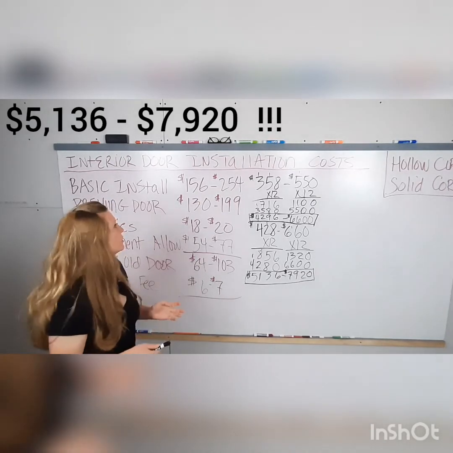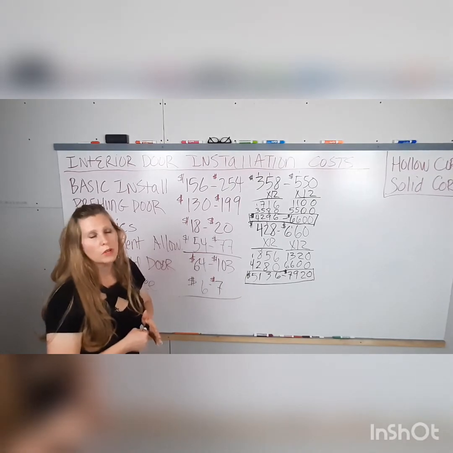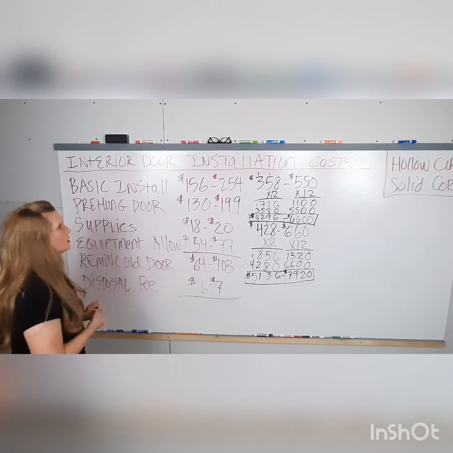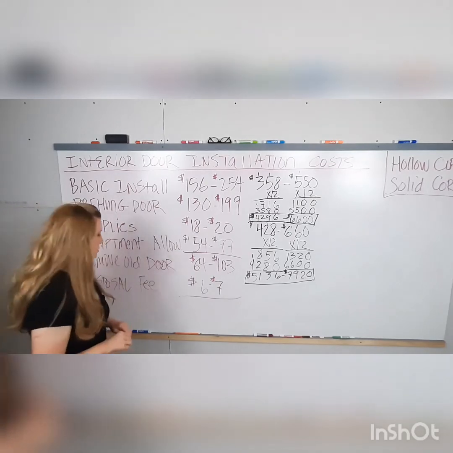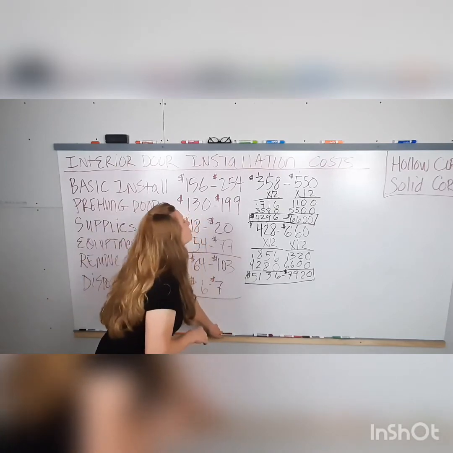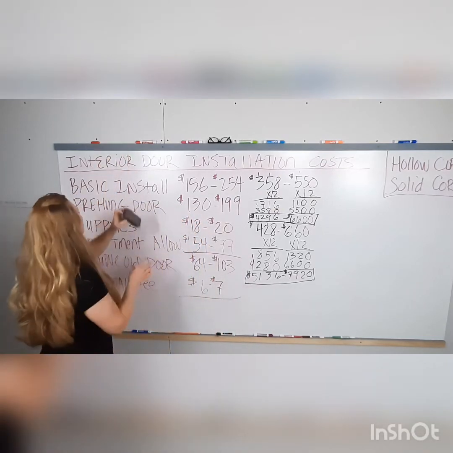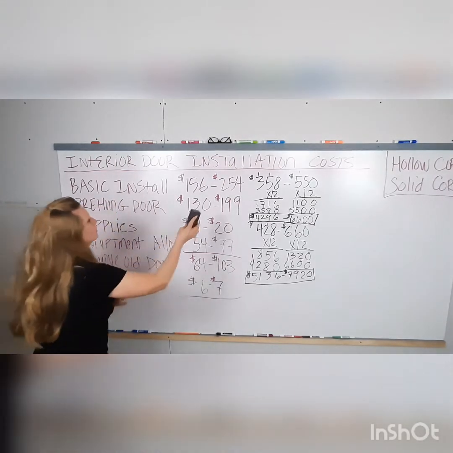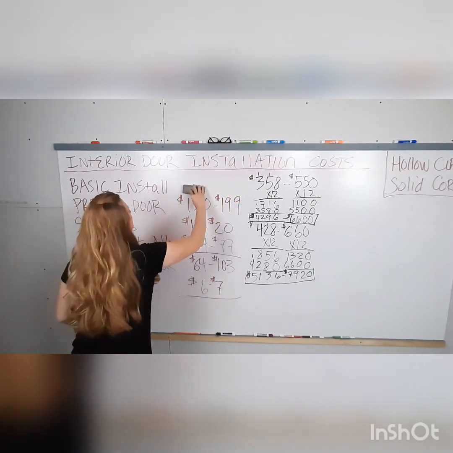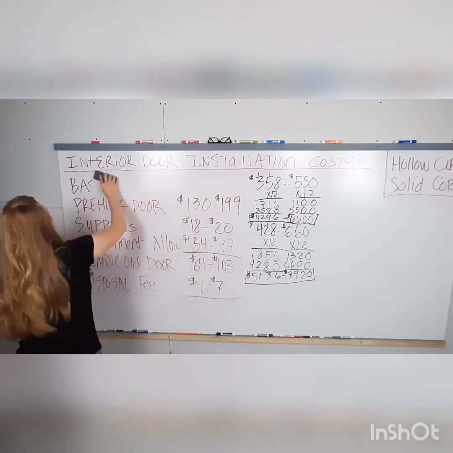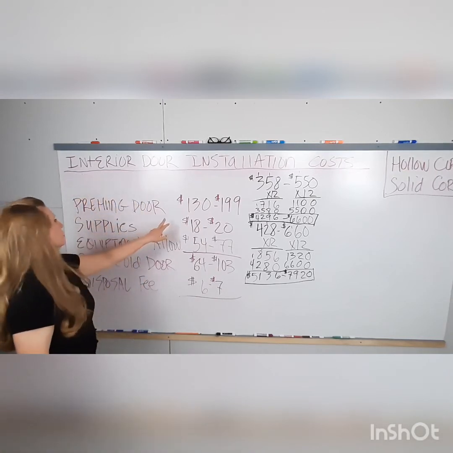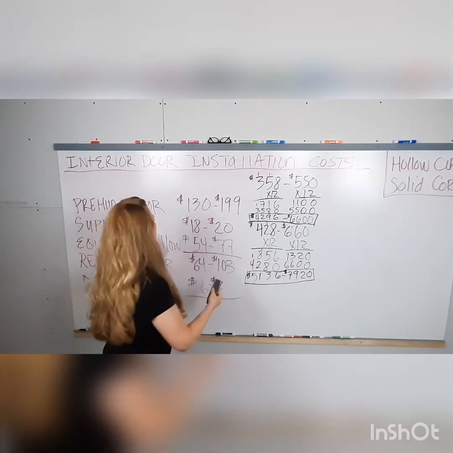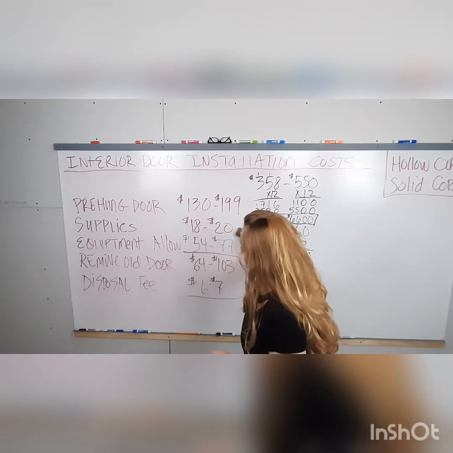So what I'd like to know is, what is it going to cost us if we did this ourselves? If we did the labor ourselves, okay? Let's just see what we can take off here. Okay. If we're going to do the work ourselves, then the basic install goes away. That fee goes away. We're still going to have to buy our door, so we're still going to have that charge. We're still going to have supplies, I believe, okay? So we really can't remove that.